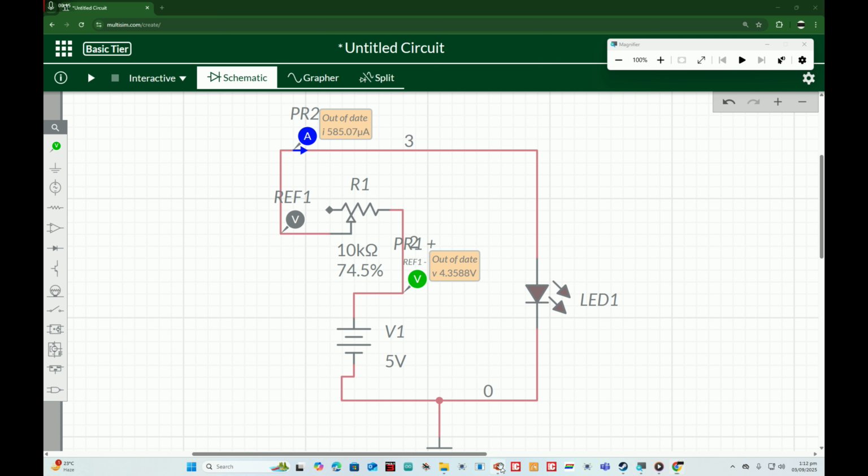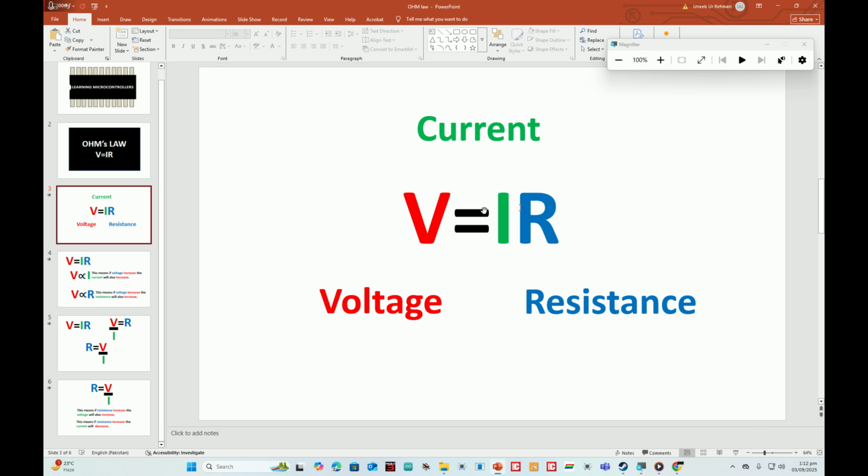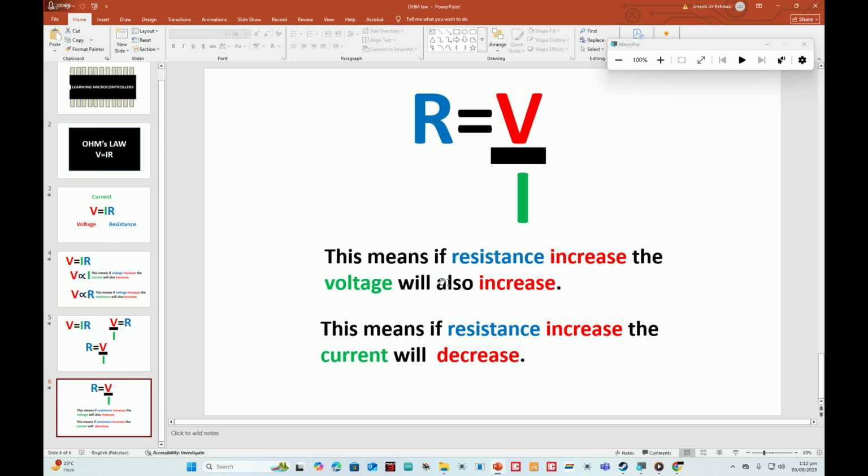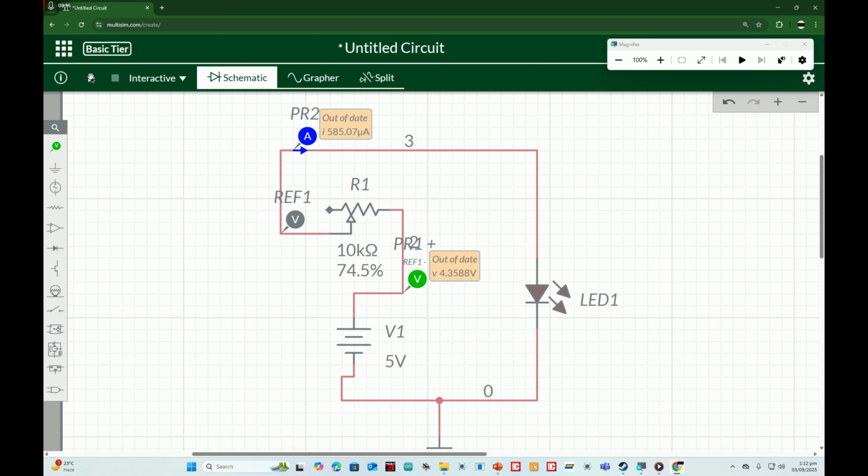Now if you go through the presentation, you can see that Ohm's law is V equal to IR. Since we will be changing the resistance to verify it, we just did some algebra. R is equal to V over I. This means that if resistance increases, the voltage will also increase, and the current will decrease, because it's inversely proportional to current and directly proportional to voltage. Now let's run the simulation and verify this.